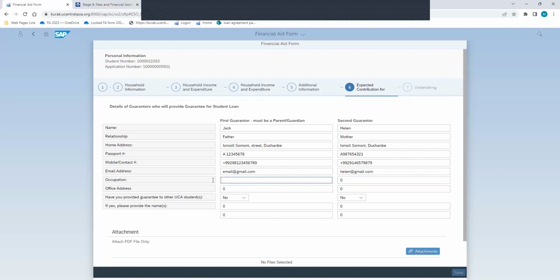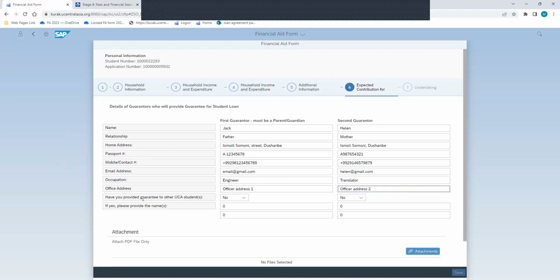Occupation of father, he's an engineer. Mother is, let's say, a translator. And her office address might be something you will add here. I'm just writing down office address 1 and 2 in order not to take too much of your time to go to the last stage of the application.